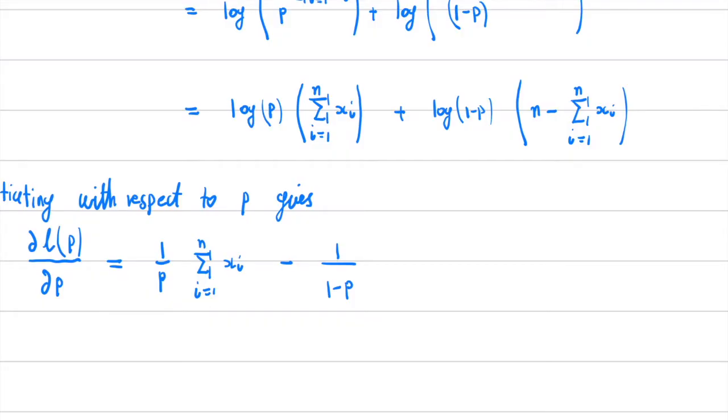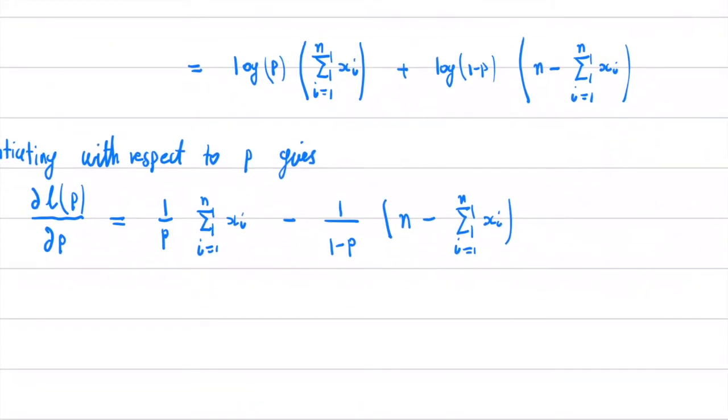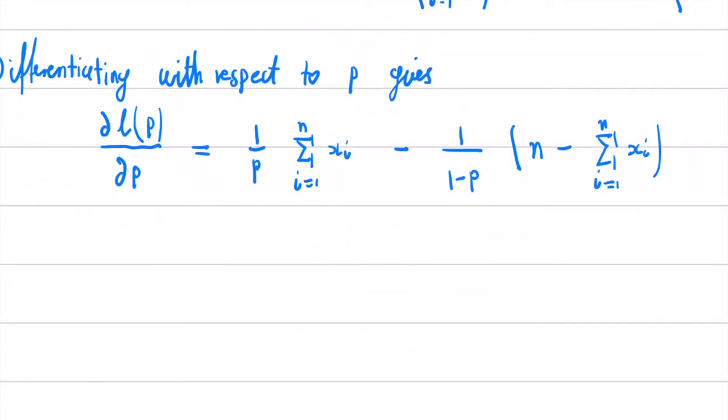And now that leaves us again with n minus the sum, and that can be treated as a constant. Remember, the sum of xi's and the n minus the sum of xi's can be treated as constants because they're not functions of p. Now we're going to differentiate again. So the second derivative of the log likelihood function looks something like this.